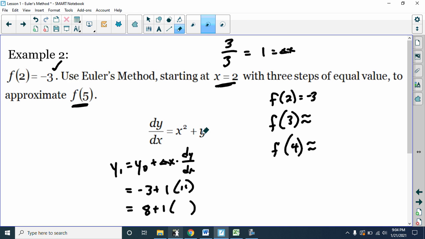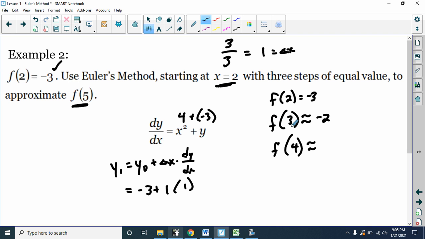All right, x squared plus y. x squared is 4, plus y is negative 3. My dy/dx here is 1. All right, so f of 2 is negative 3. f of 3 should be about negative 2. Backtracking, sorry about that. All right, so for f of 4, I added 1 to my x.